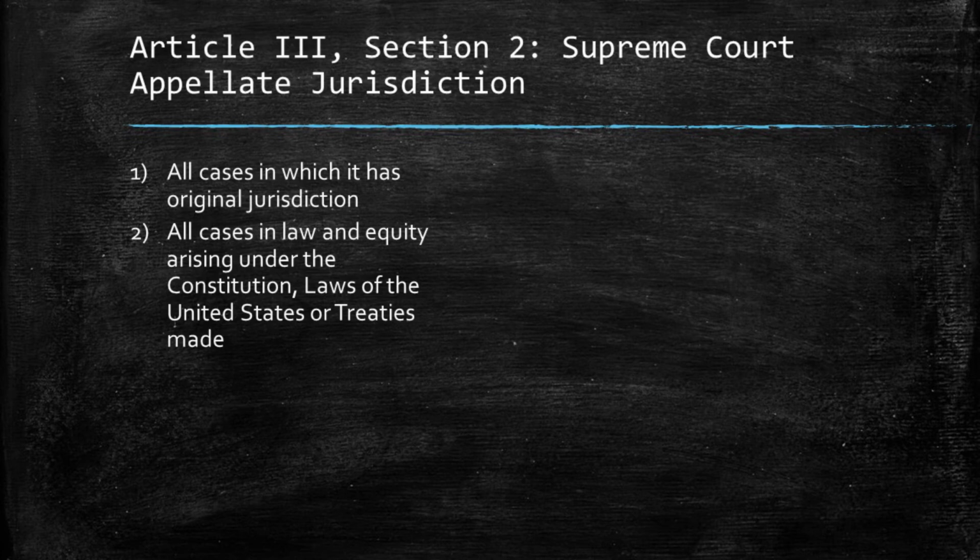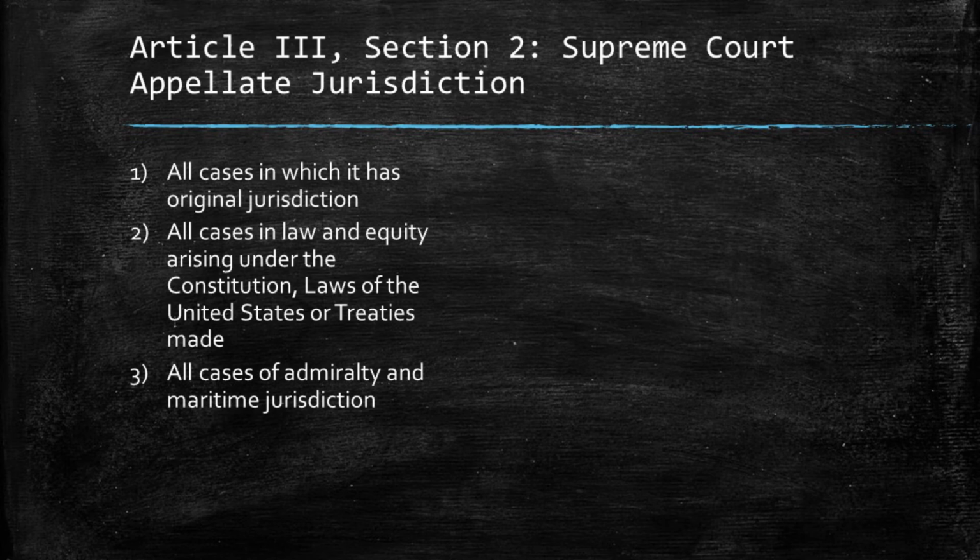What are some of those cases? Well, any case in law and equity that arises under the Constitution, the laws of the United States, or any treaties the United States has made. This is a very broad collection of things, especially today. The United States Code is made up of 50 different titles. There's literally tens of thousands of criminal statutes that are located in the United States Code. And as a result, the Supreme Court would have appellate jurisdiction over all of those cases.